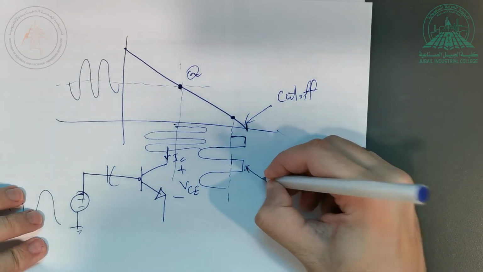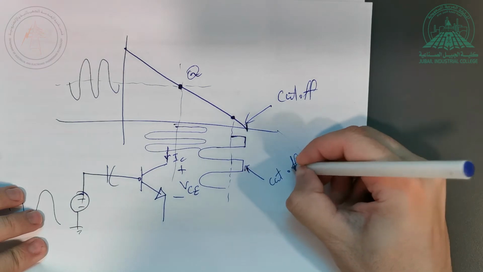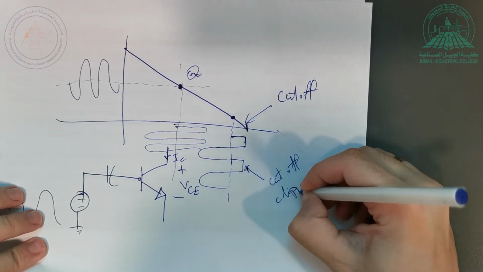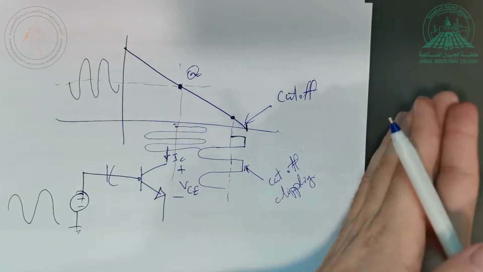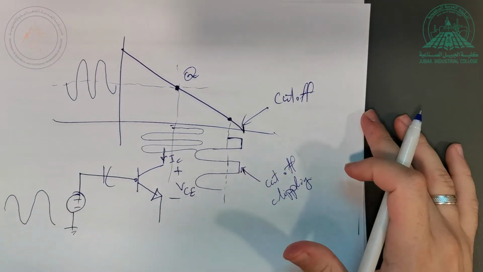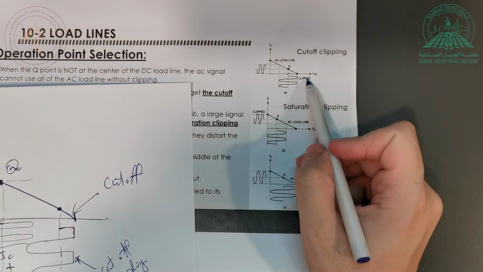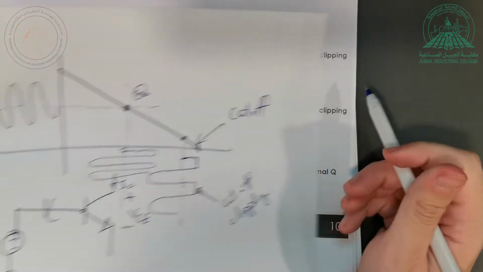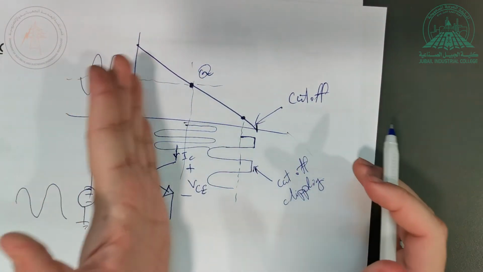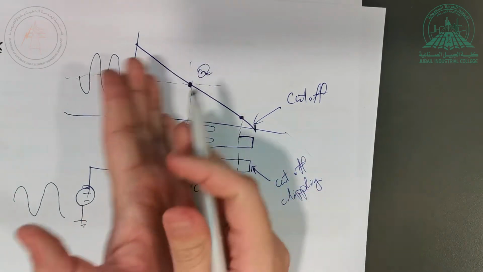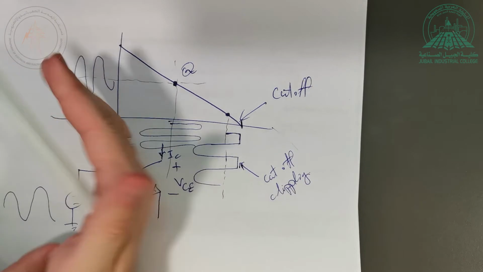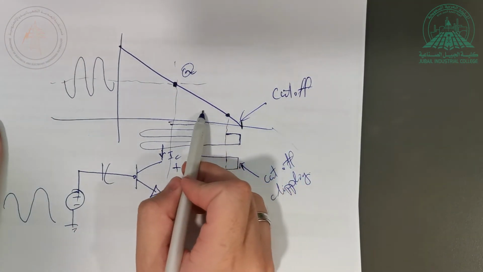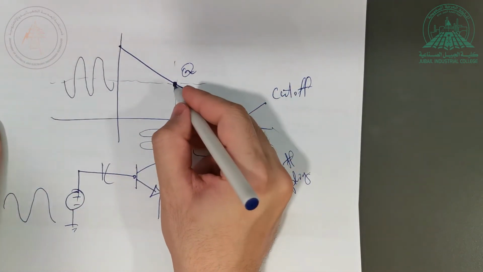This thing is called cut-off clipping. Why is it happening? Because your AC signal is driving the transistor out of the active mode into cut-off mode. So you get something like that, clipped. Cut-off clipping like this. So how do I avoid that? Avoid that by moving away. I shouldn't be here. Why am I putting myself right next to the cutoff? I should move to the left. So I'll move away from this point. So I'll move here. So this is okay.